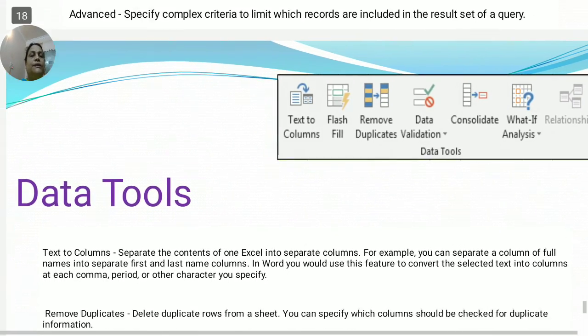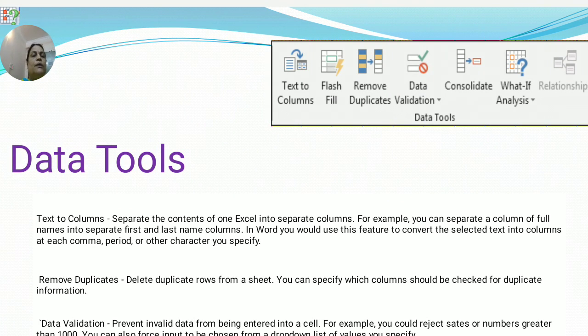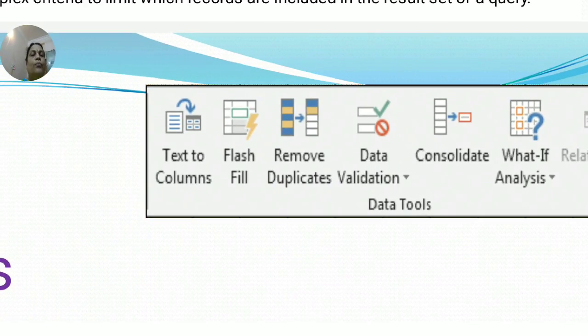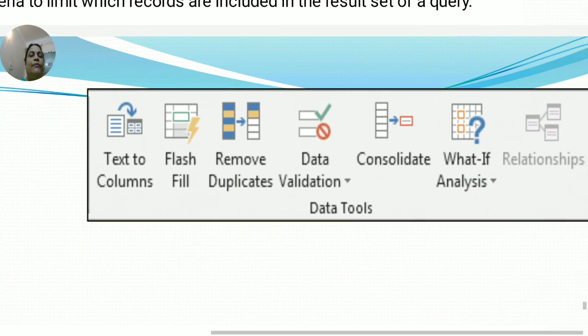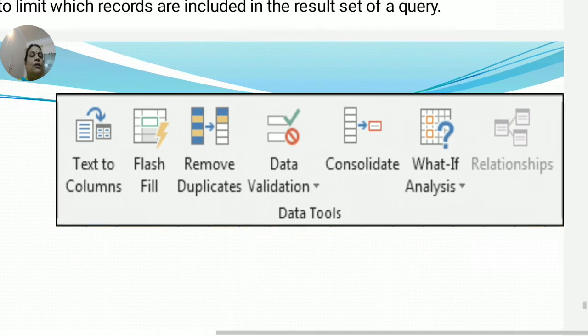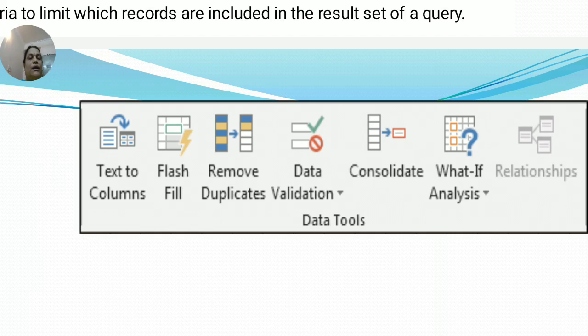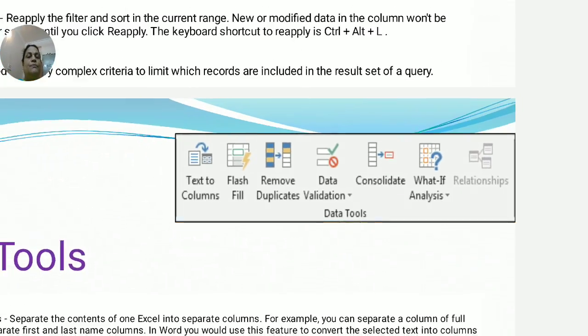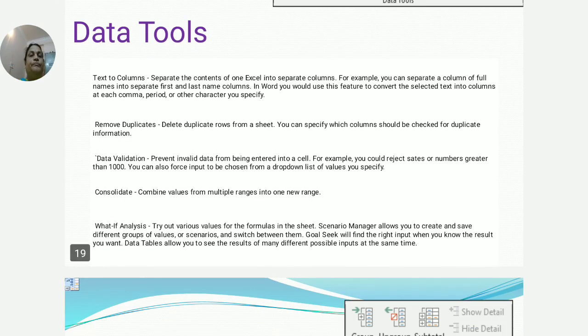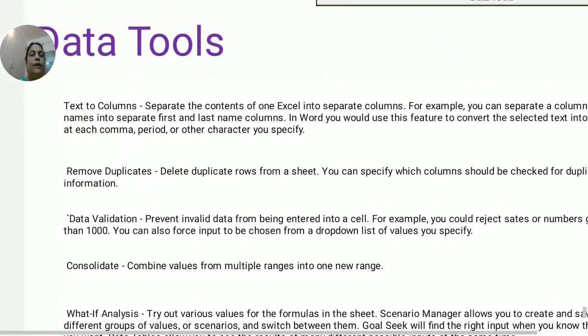Now let us come to the data tools. Next is the data tools group. What are the commands you have under the data tools group? Text to Columns, Flash Fill, Remove Duplicates, Data Validation, Consolidate, What-If Analysis, and Relationships. So these are the commands you have under data tools. Let us see them.